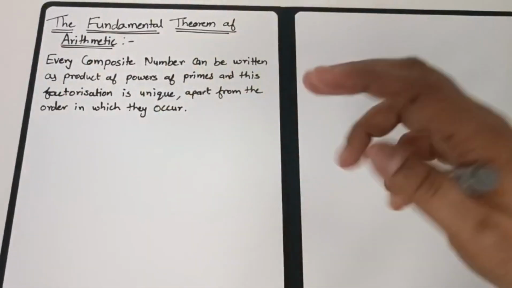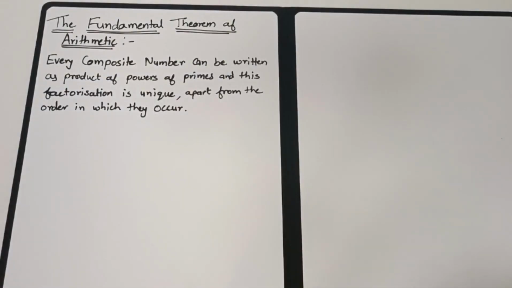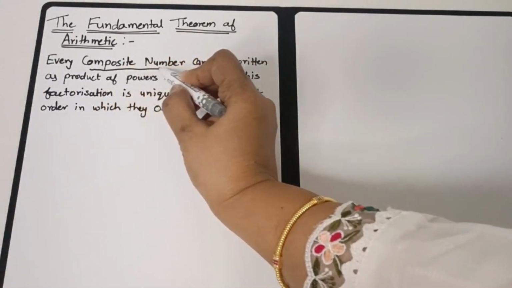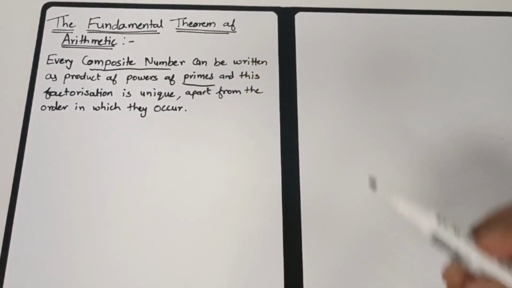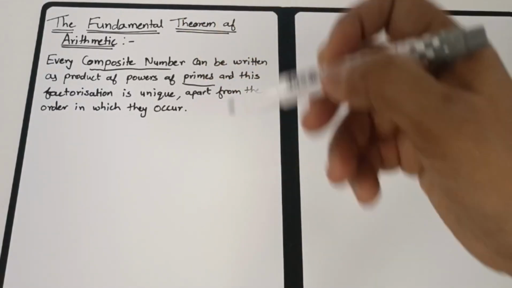This is a very difficult and very complicated statement, so first we will bifurcate it. Let us understand what we mean by composite number first, and we'll understand what we mean by prime number. If you understand these two, then we can connect the entire theorem.